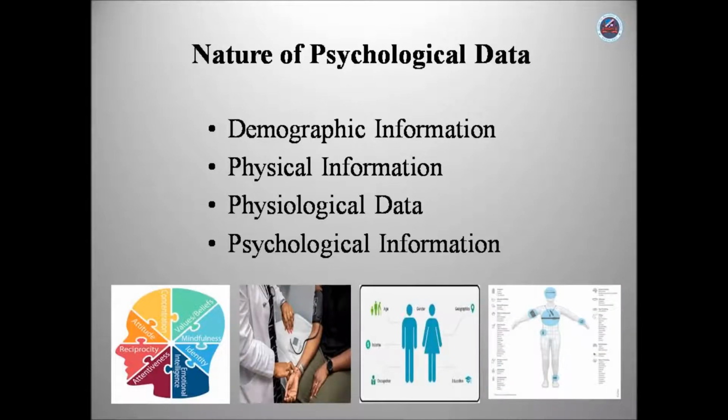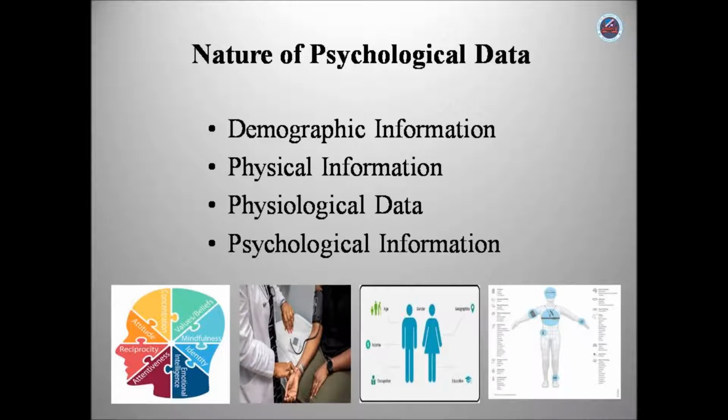Nature of psychological data. In psychology, there are different types of data or information collected from the respondents. Some of these types are demographic information, physical information, physiological data, psychological information. Let me explain each of these with the help of a simple example. Demographic information includes personal information like name, age, gender, and marital status.